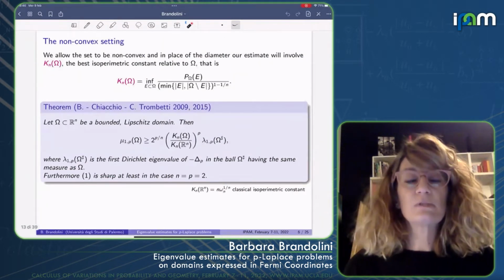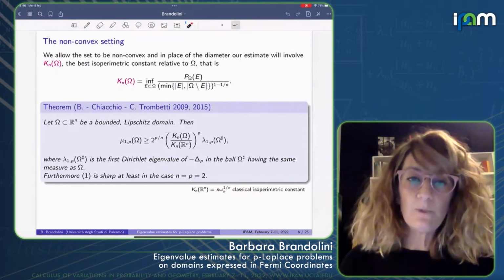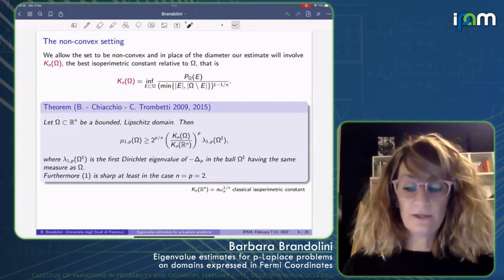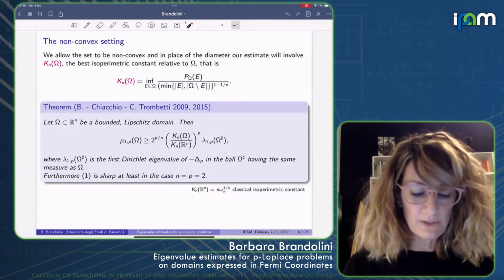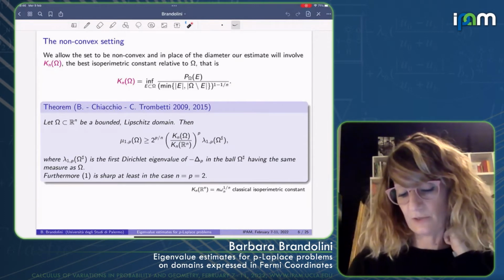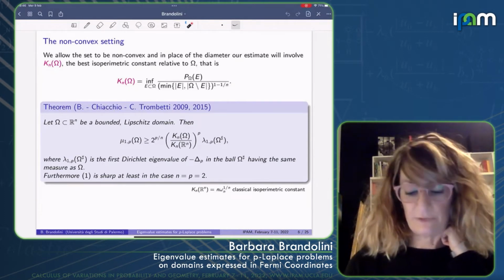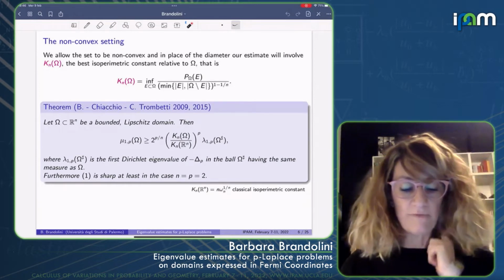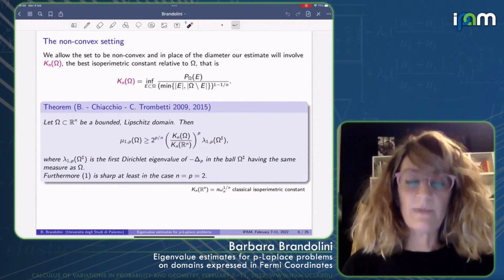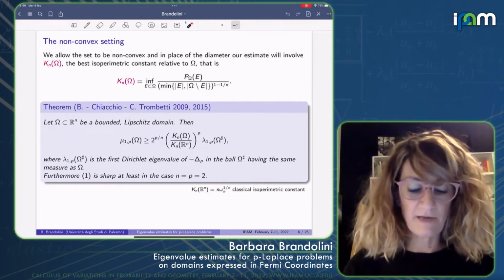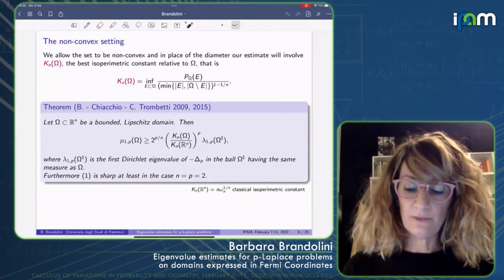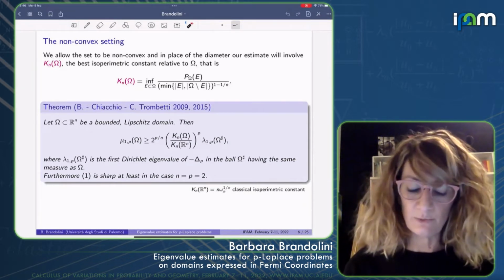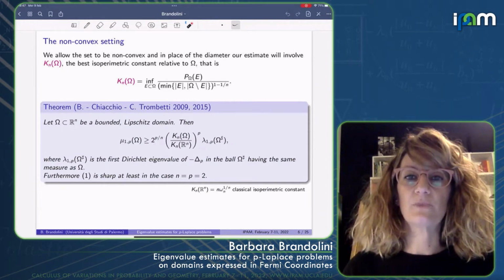So if we want to consider non-convex sets, we have to deal with new quantities other than the diameter. And I am going to show you this first inequality, which is contained in this paper written in collaboration with Francesco Chiacchio and Cristina Trombetti from the University of Naples, Federico II. And this inequality involves the so-called best isoperimetric constant relative to omega, which is defined here. This Kn of omega is the infimum over E, the subsets of omega, of the ratio between the perimeter of E relative to omega and the minimum between the measure of E and the measure of omega minus E, to the power 1 minus 1 over n.